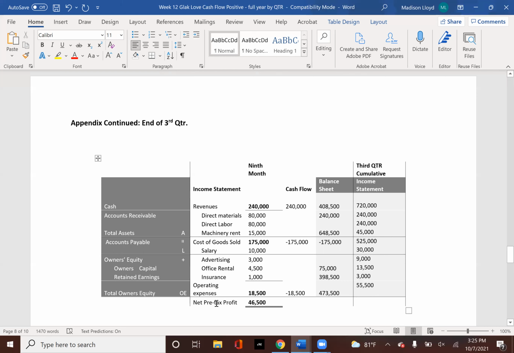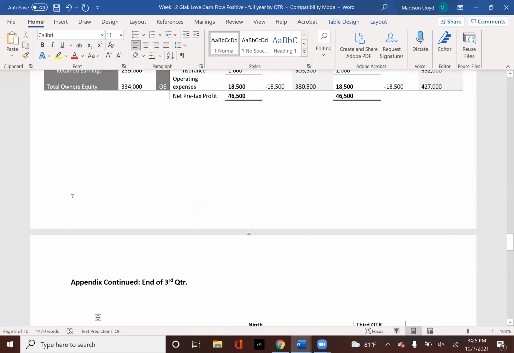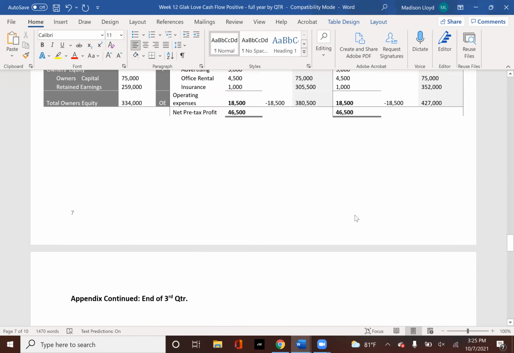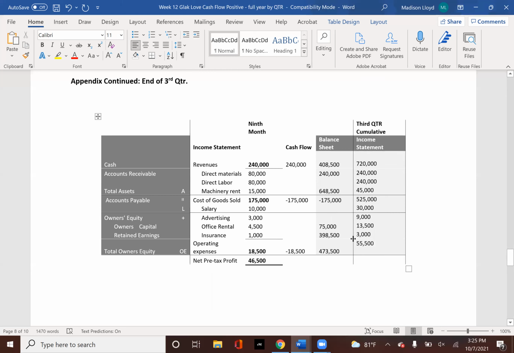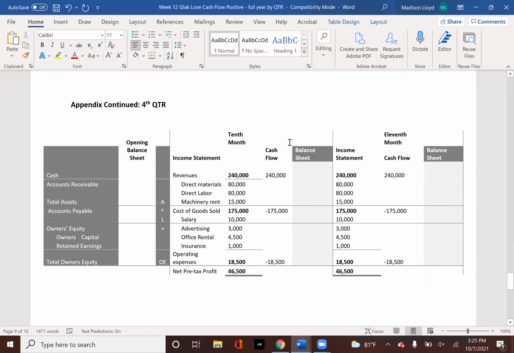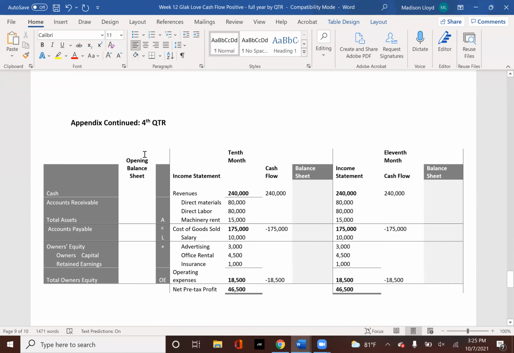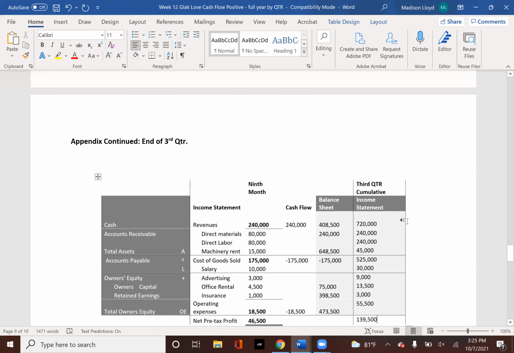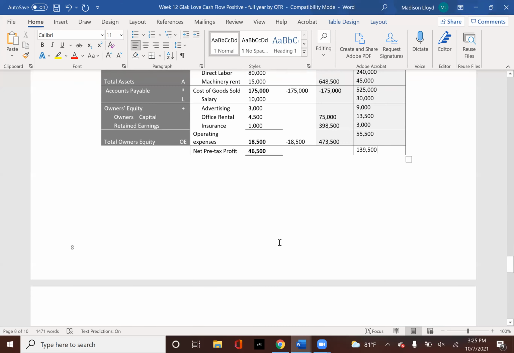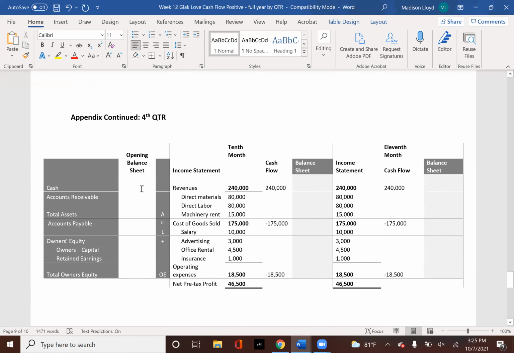Cool. Now we're going to add up all of our profits to get our cumulative profit for our third quarter. And now they're the exact same. Like I said, in a real world situation, that won't be true. So $46,500 times 3 is 139,000. Wonderful. Move on down to the fourth quarter. And like I said, you can copy your balance sheet right here. Copy this balance sheet from your ninth month into this opening balance sheet, so you don't have to scroll up and down.